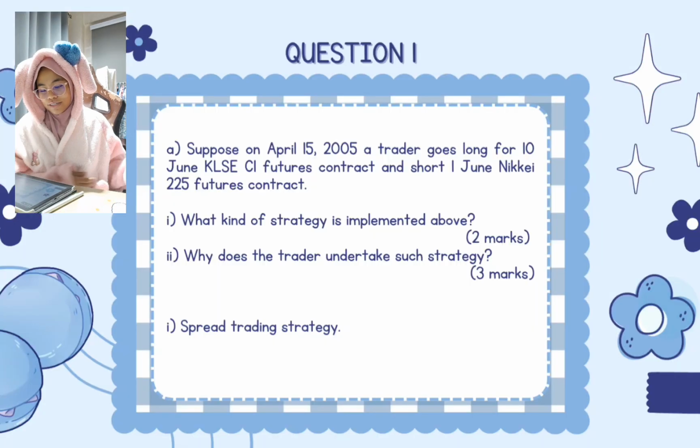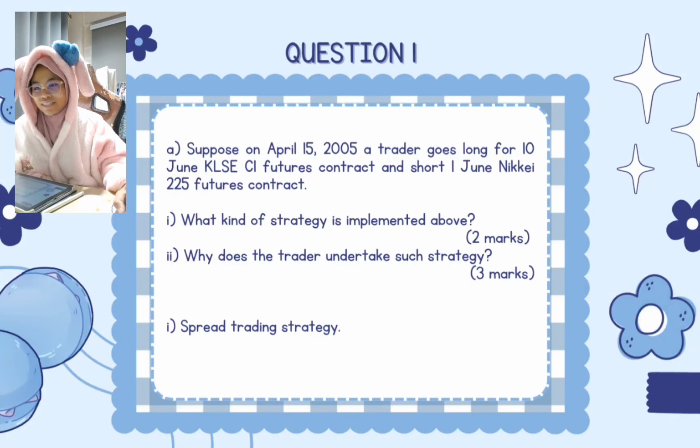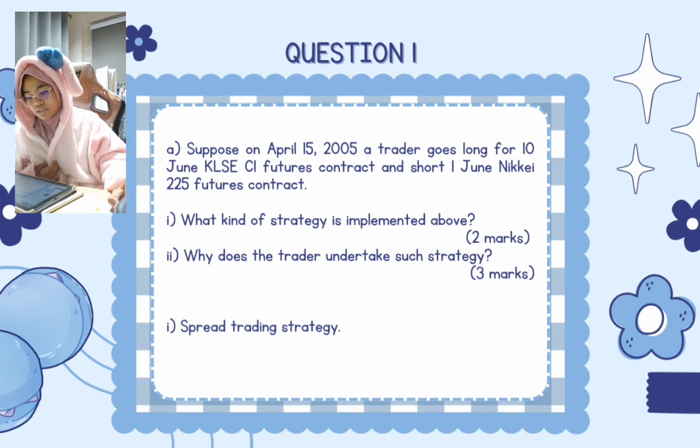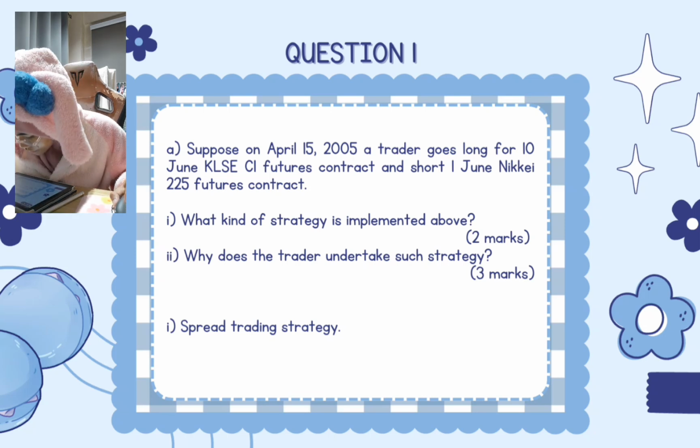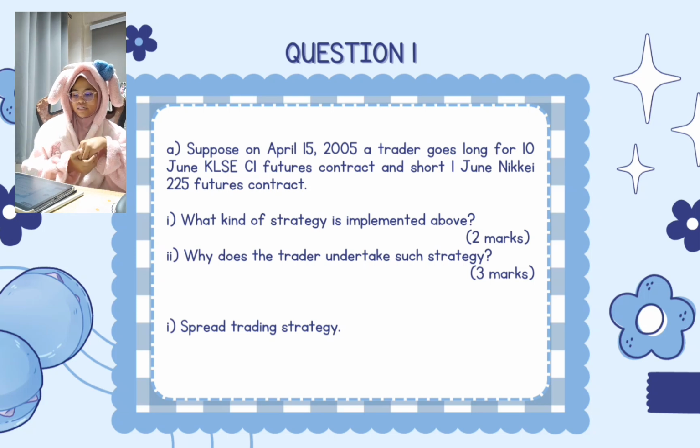marks. So the first question is, suppose on April 15, 2005, a trader goes long for 10 June KLSE futures contracts and short 1 June Nikkei 225 futures contract. What kind of strategy is implemented above, and why does the trader undertake such a strategy?